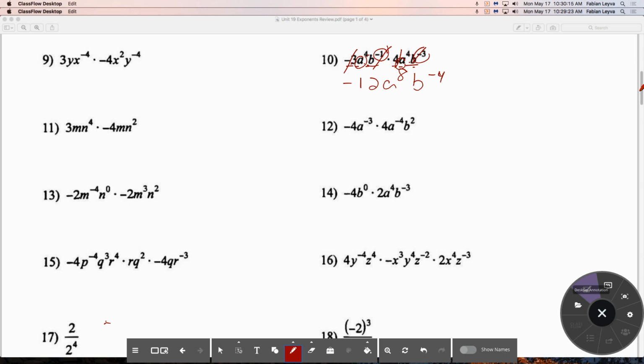Now keep in mind that since I looked at this problem, I noticed that there were negative exponents, but I didn't let that scare me. All I know is that when I multiply two like bases, I add their exponents. If they're negative, I just add negative numbers. Nothing to really worry about.